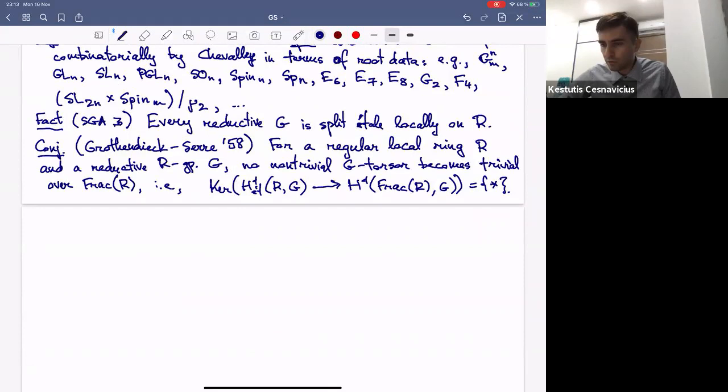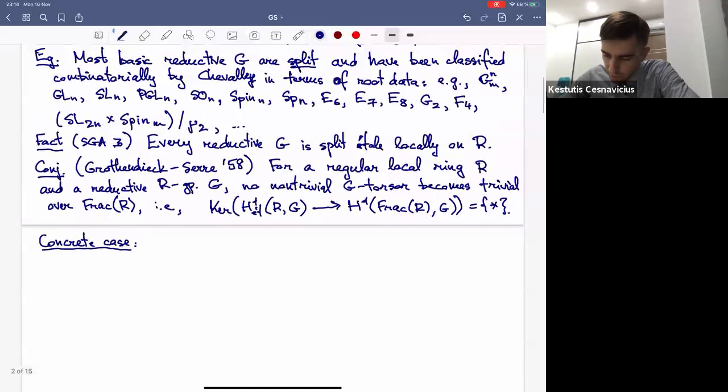But we'll take this form of the conjecture as the thing we're discussing. And of course there are many choices for this G. Many concrete cases that one has. For instance, G could be, let's just begin with some very basic examples.